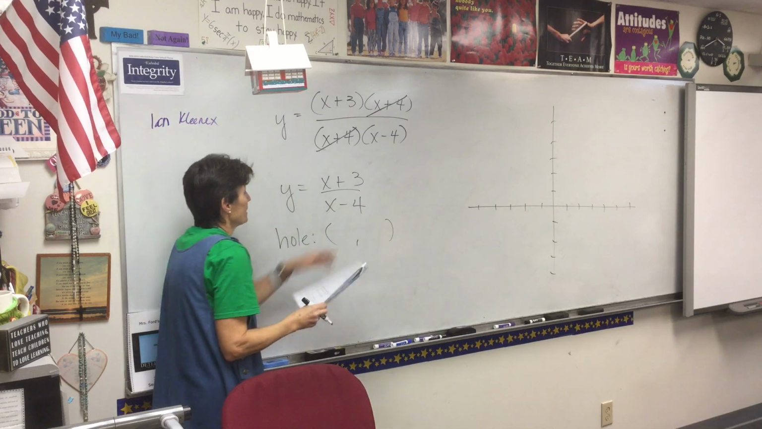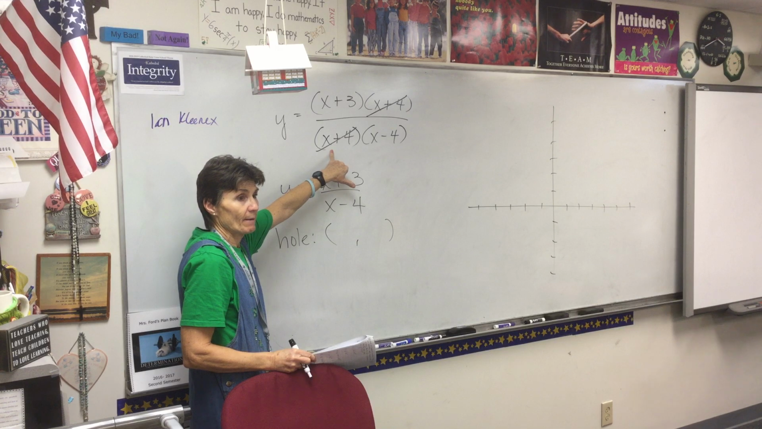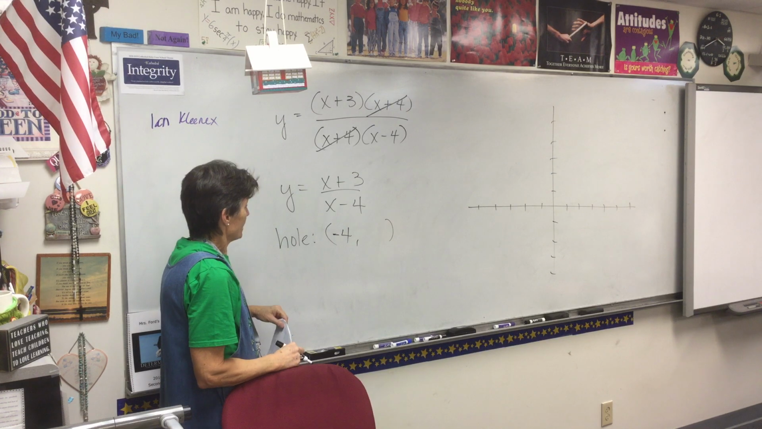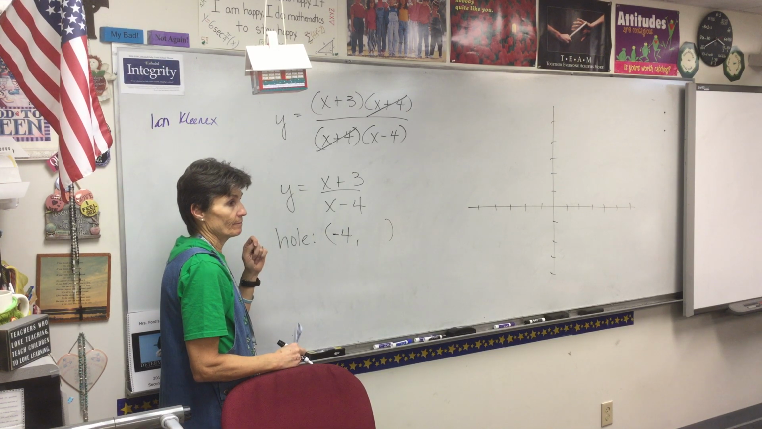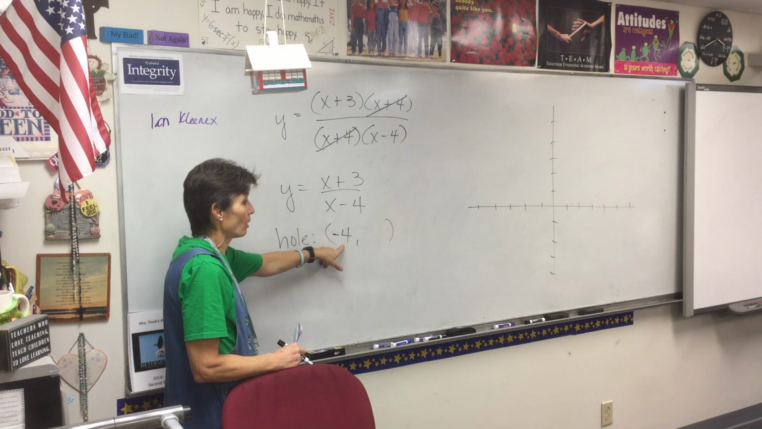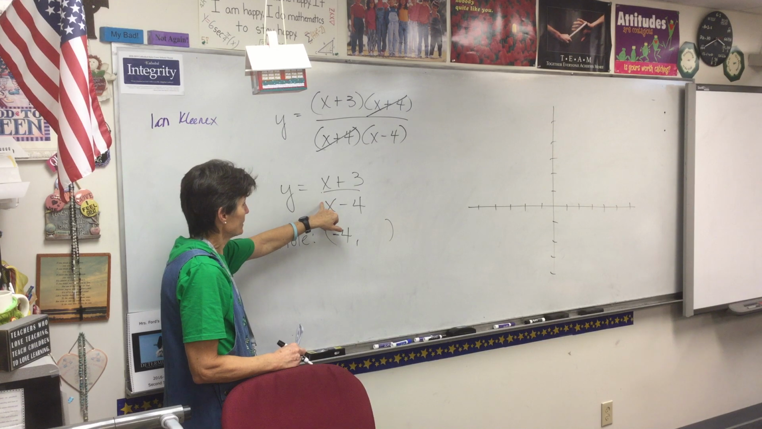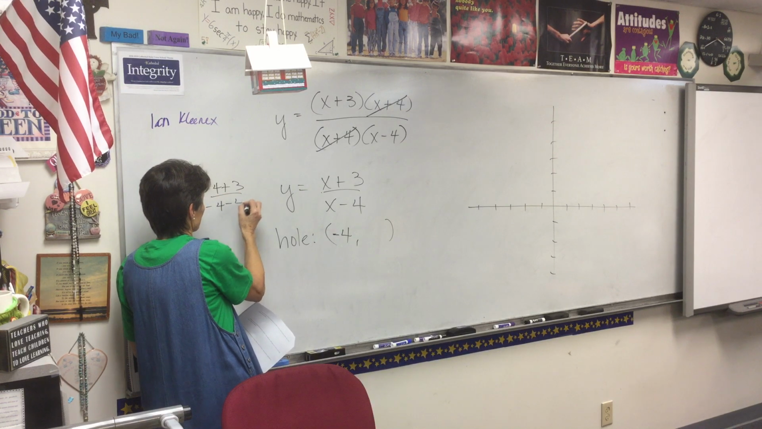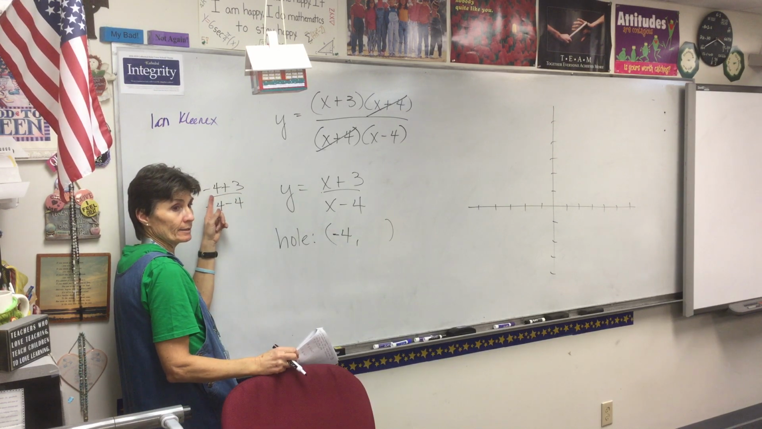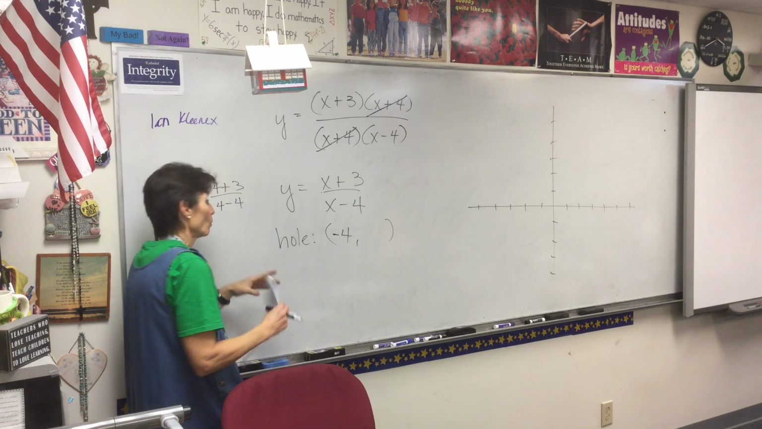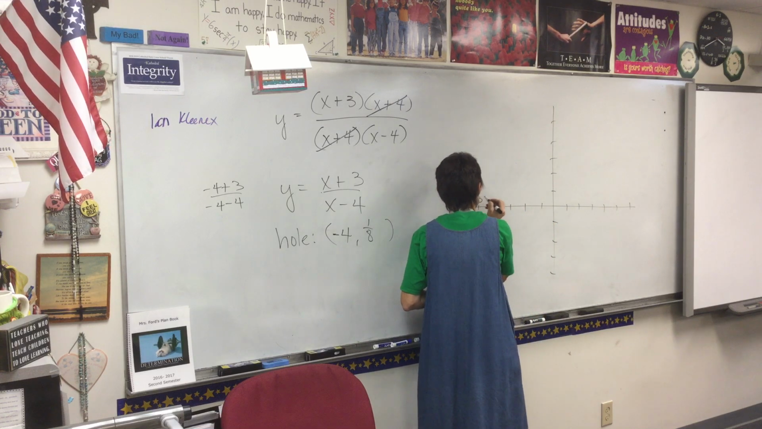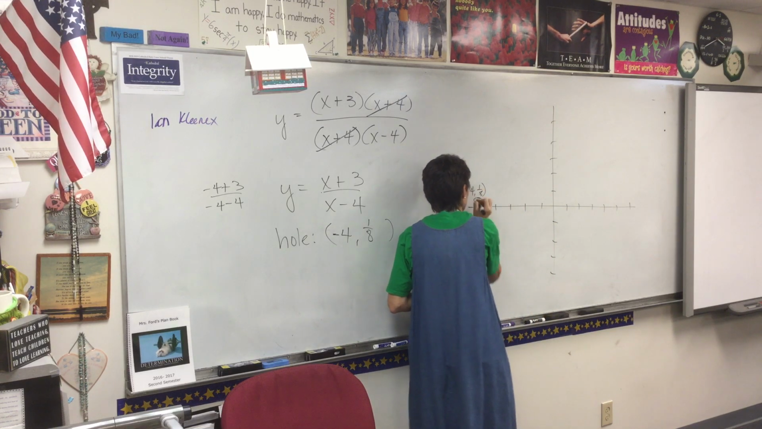It's a point. And what's going to be the x coordinate of that? -4. How will I get the y coordinate? Plug in -4 for these x's right here. So if I plug in -4, I get -1 over -8, 1/8. So I have a hole at -4, comma 1/8.